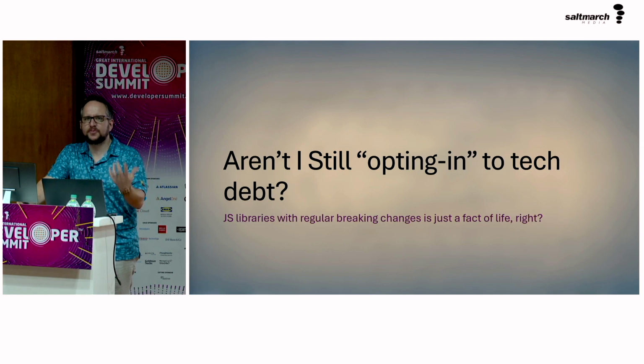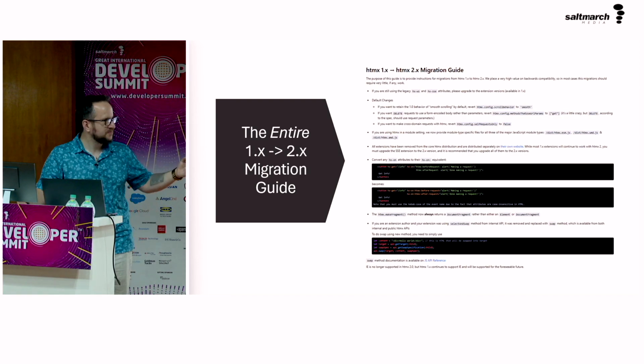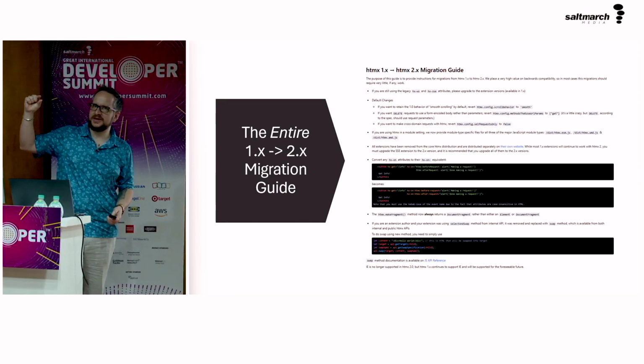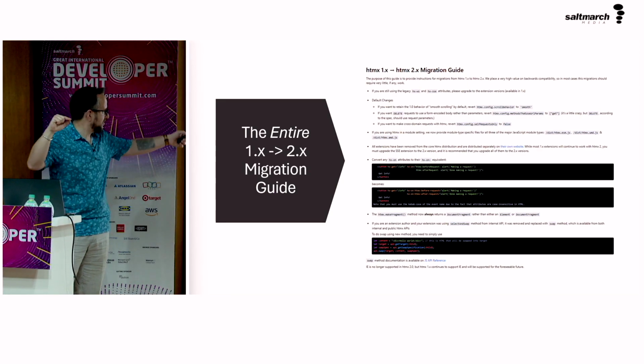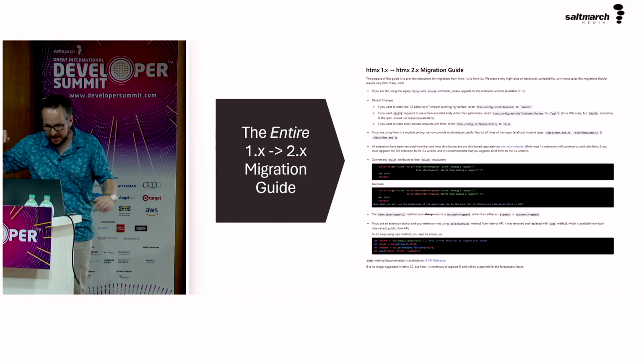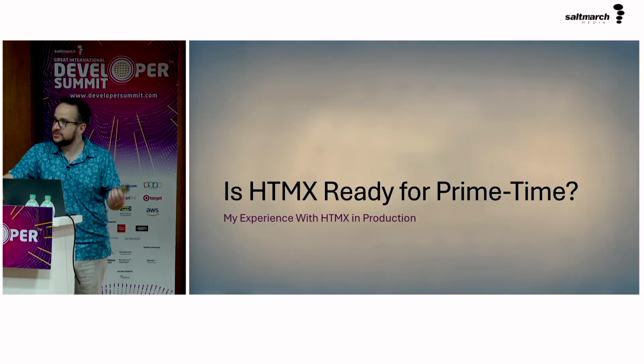And what about these breaking changes? Well, I put this into production in my CRM with 1.9, and when I looked at what was happening with the 2.0 release, a big major point release, this is one page. That's the entire migration guide, and it required, in my case, and in most cases, zero code changes. I'm using it in production.